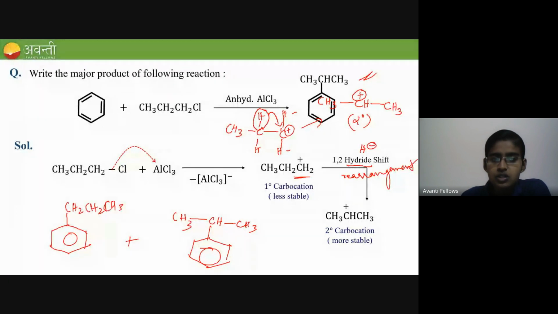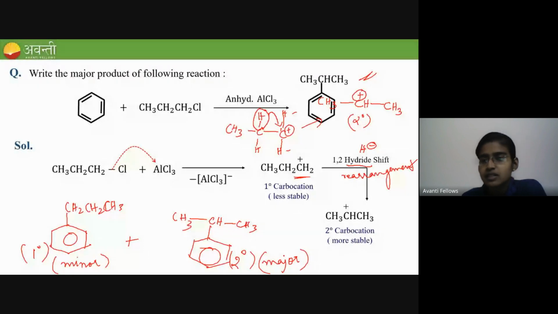So this is also formed, but this is minor, since it is formed from the less stable carbocation. And this is formed from the more stable carbocation, so it is major. Got it? So what is the name of this major product?